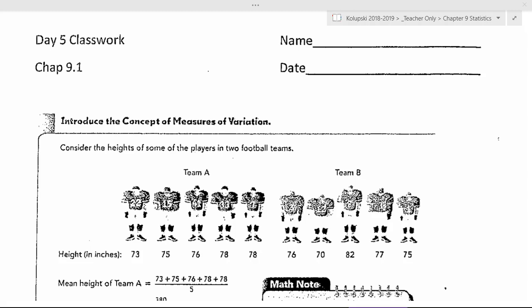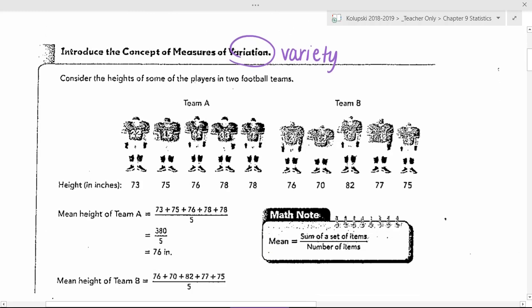So this next one is concepts of measures of variation. And another word for variation is just variety. So we're going to be able to tell some things about comparing some data. If we look at these two football teams, their heights in inches are underneath. Now, if you take a look, to me, it looks like Team A, they have their heights pretty close together.